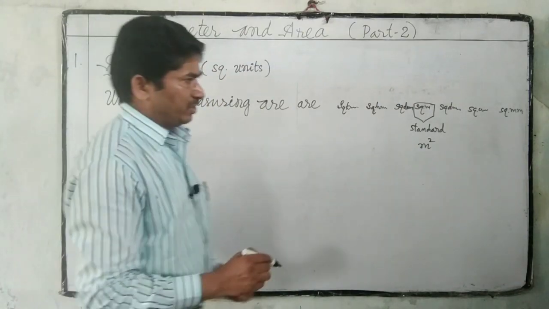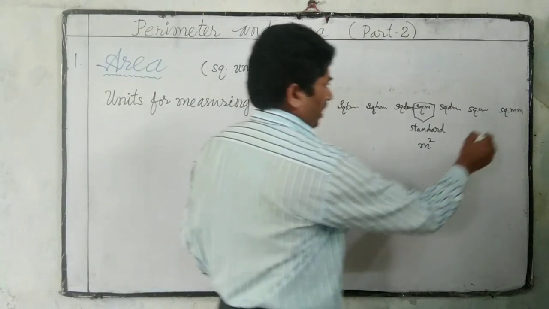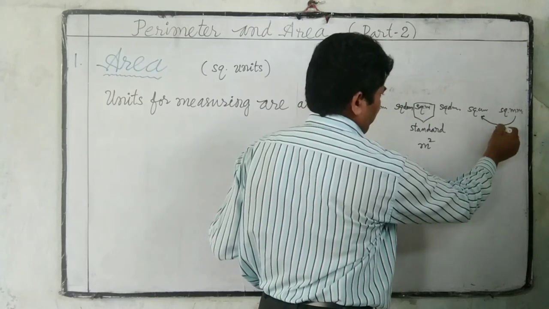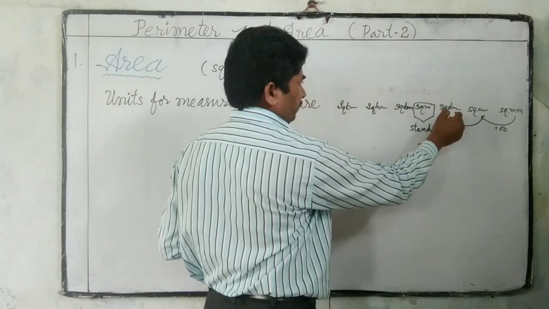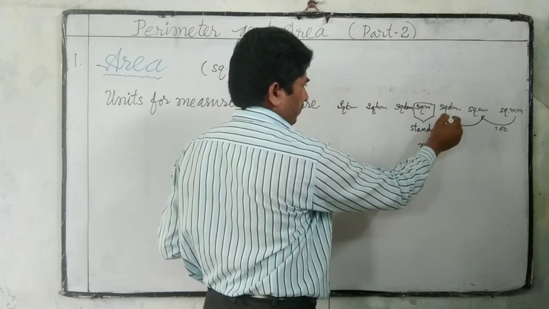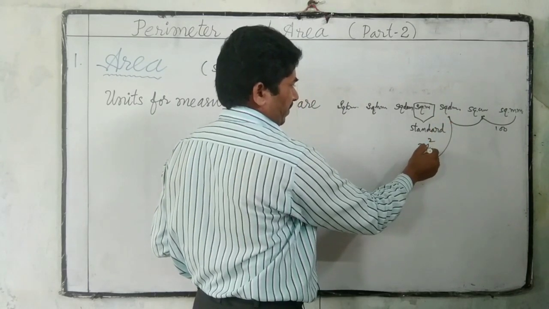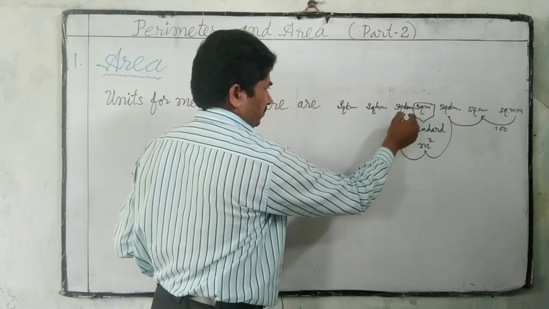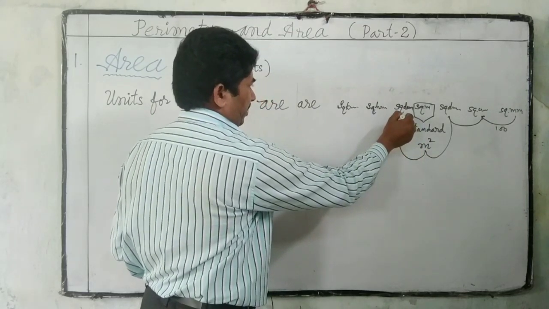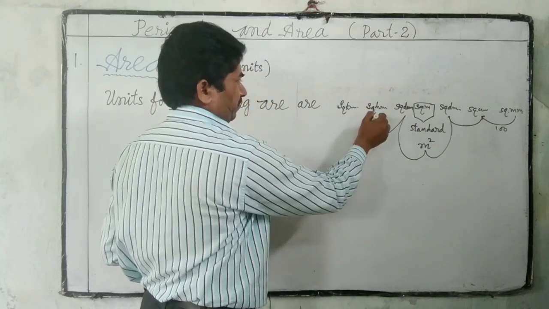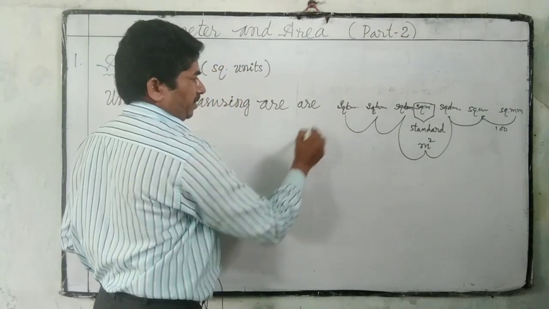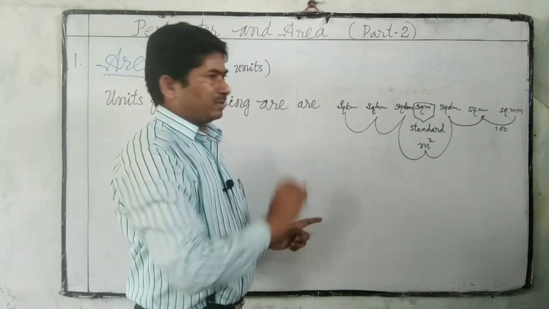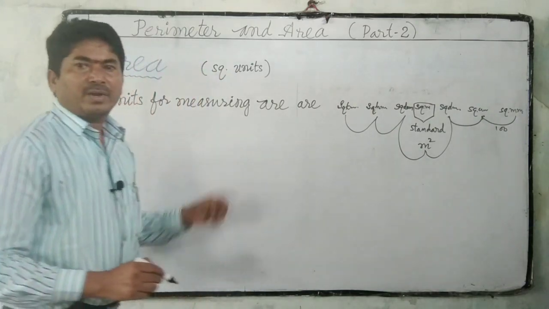The relation among these units are 100 square millimeters, 1 square centimeter, 100 square centimeters, 1 square decimeter, 100 square decimeters, 1 square meter, 100 square meters, 1 square decameter, 100 square decameters, 1 square hectometer, 100 square hectometers, 1 square kilometer. This is the relation among these units of area.